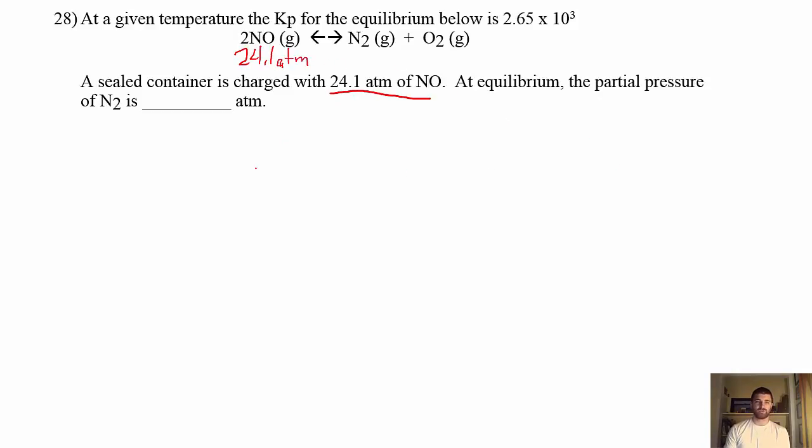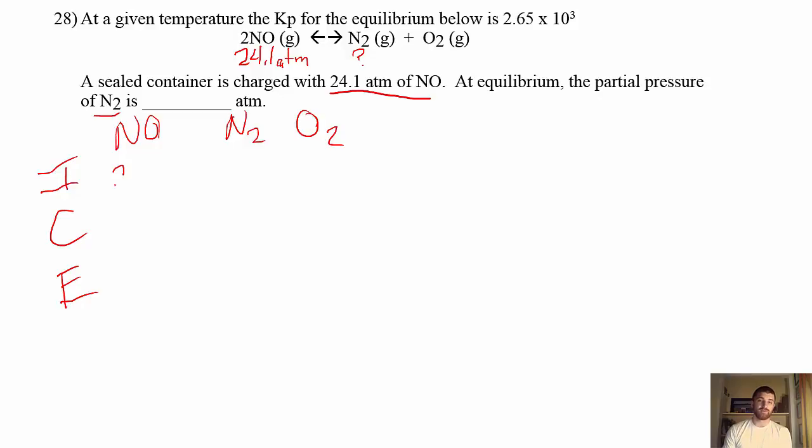At equilibrium, the partial pressure of N2 is blank. So this is what we're trying to solve for. All right, so it's going to be another one of those ICE boxes. Initially, what was the change? What was it at equilibrium? We've got NO, N2, and O2. Initially, we've got 24.1 atmospheres of this stuff, and no N2 or O2.